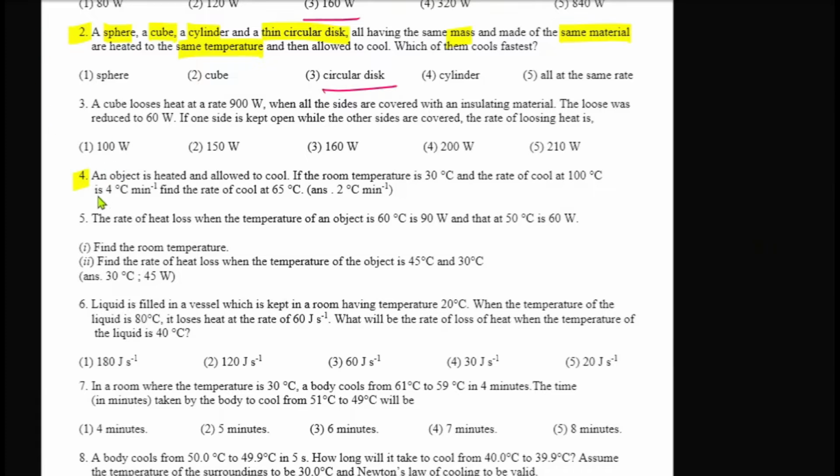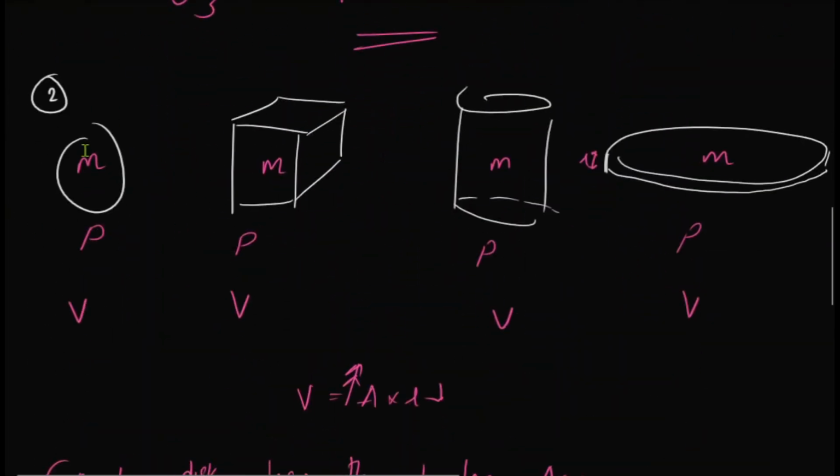So here it says an object is heated and allowed to cool. If the room temperature is 30 degrees Celsius and the rate of cooling at 100 degrees Celsius is 4 degrees per minute, then they are asking us to find the rate of cooling at 65. What they have said is the room temperature is 30 degrees Celsius. The cooling rate when the temperature is 100 degrees Celsius is 4 degrees per minute, and the cooling rate when the temperature is 65 degrees Celsius is what? That is what the question is.